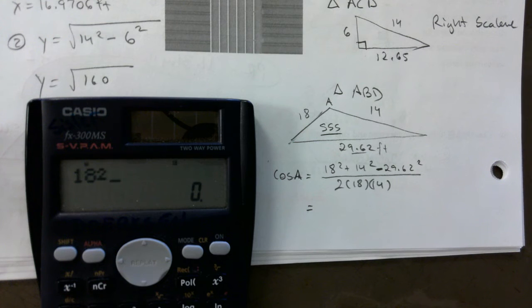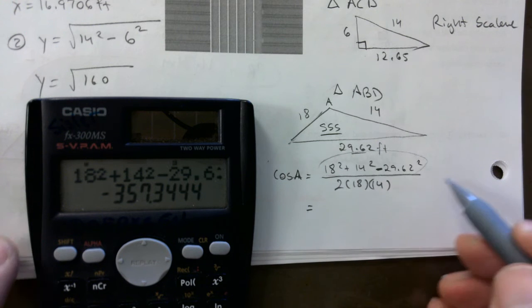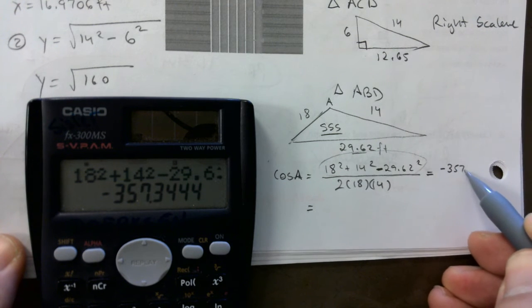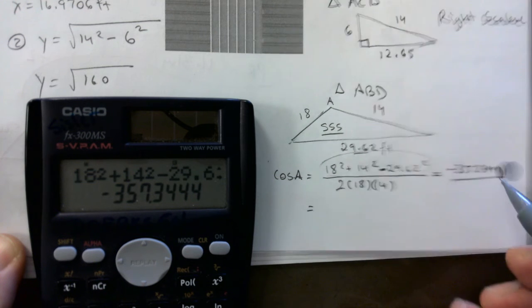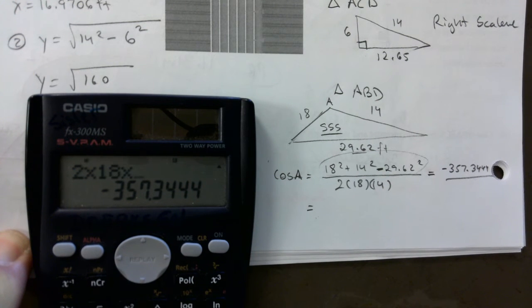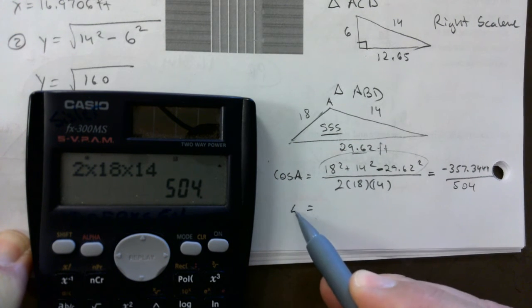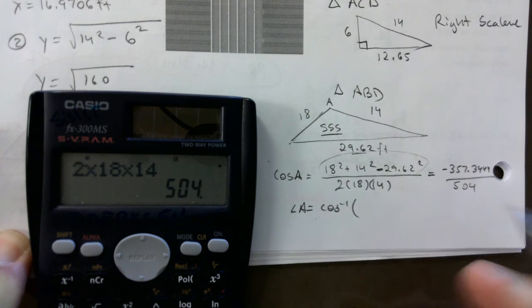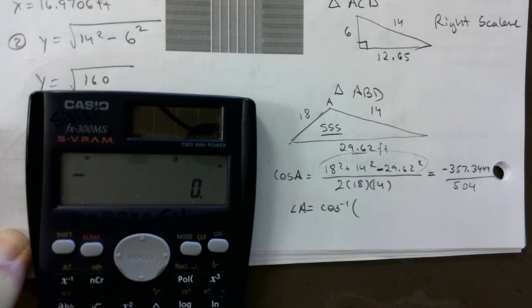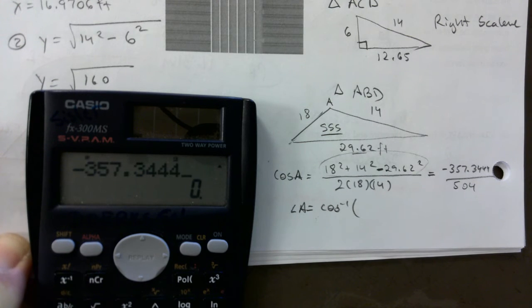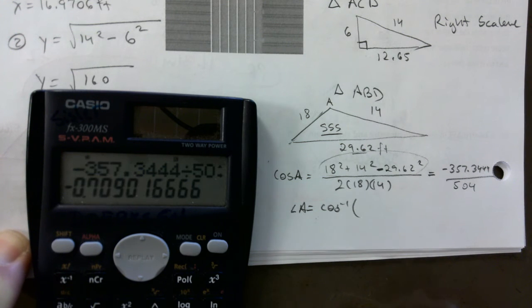Basically, this is what I'm going to check here. If the top is negative, I know it's going to be obtuse, correct? If you get a negative out of this, which is negative 357.3444, it's game over technically, but I'm going to finish this. So angle A is going to be cos inverse of negative 357. This is why I do trig before I do geometry.